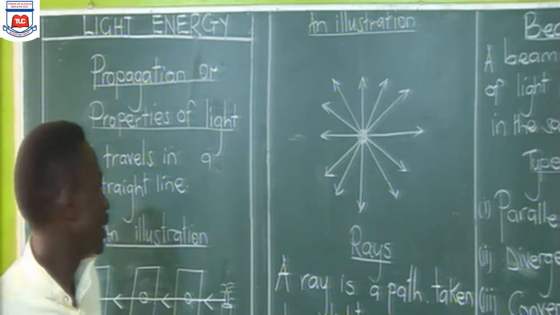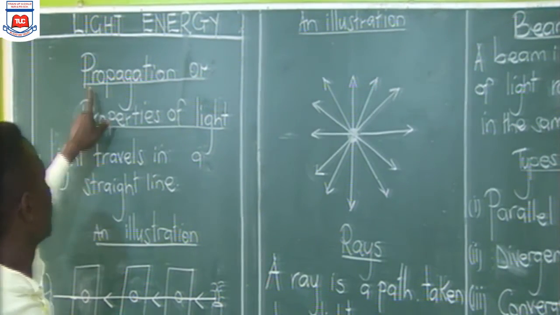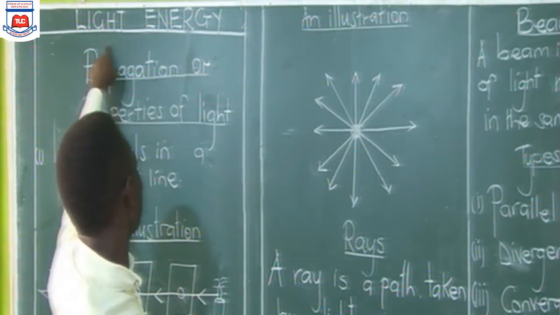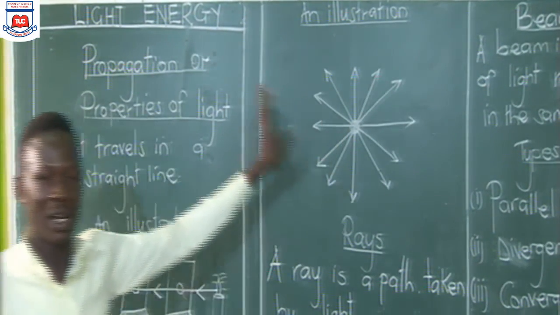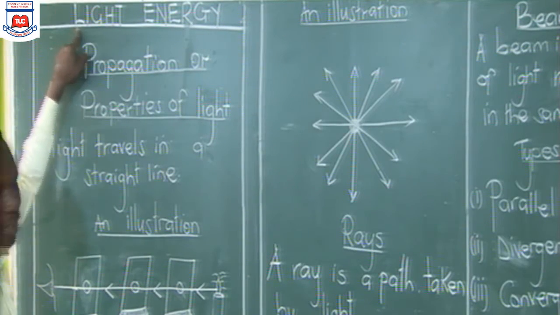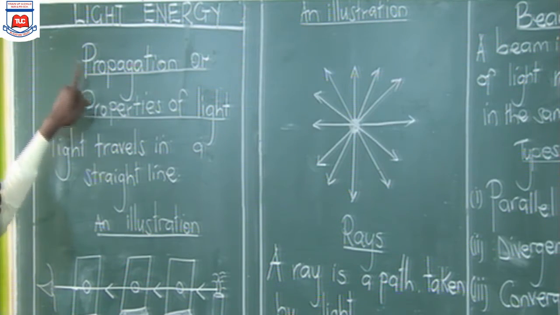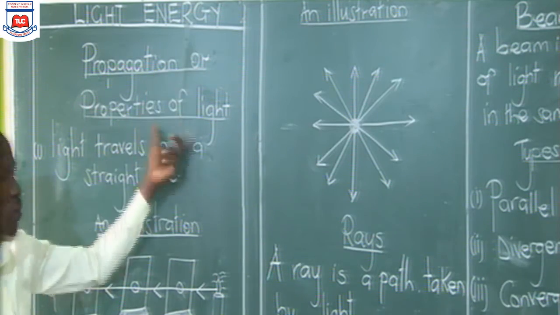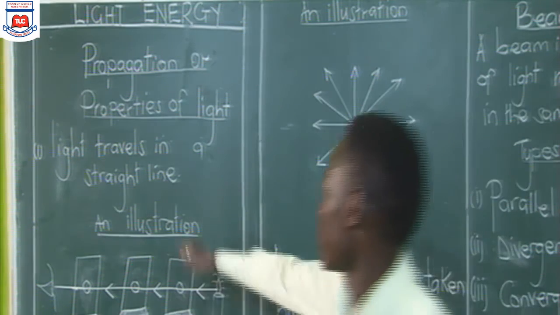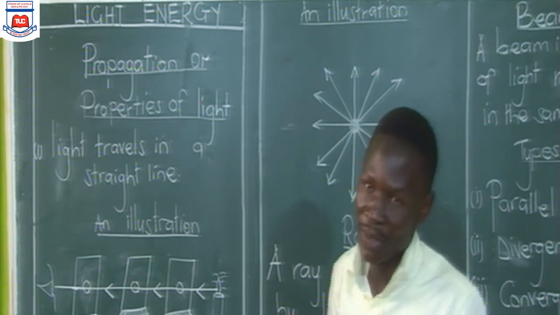This week, we are going to look at propagation or properties of light. We are still under light energy. We have not yet come to conclusions, so we are still under this topic. And today we want to look at propagation or properties of light. The word propagation can also simply mean the properties of light.